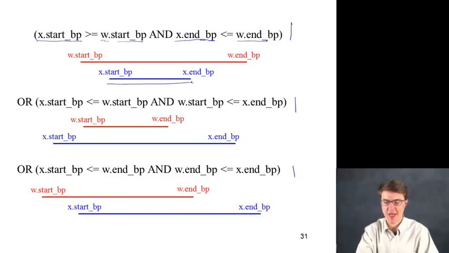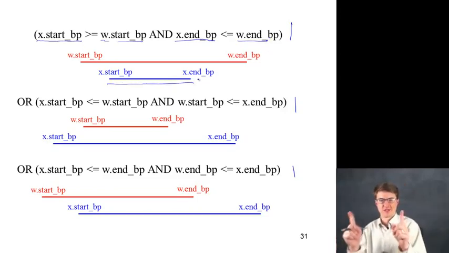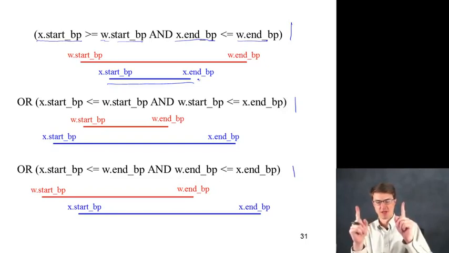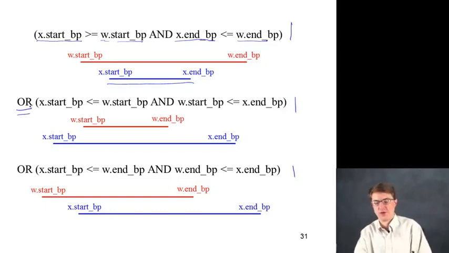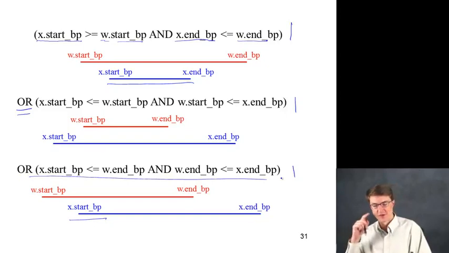We want the blue X interval. The X table is filled with ranges, right? Start and end ranges, intervals, and the blue interval needs to be completely contained within the red interval, or the red interval needs to be completely contained within the blue interval, or the red interval needs to straddle the X start base pair, which you can see if you stare at this condition. Okay, so they're doing a kind of interval logic right there in SQL.